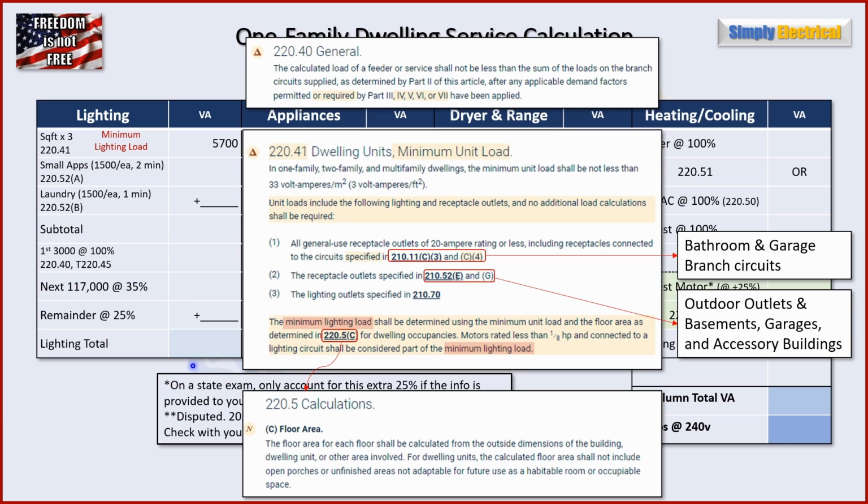So let's make sure we keep these two terms straight and differentiated from each other. You've got the minimum unit load and the minimum lighting load. These are very different things, although they're related.